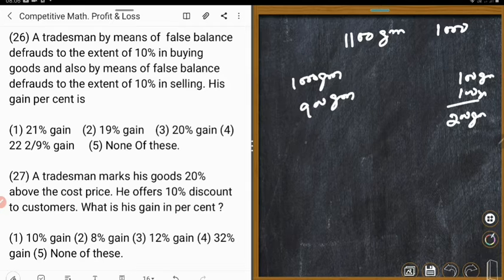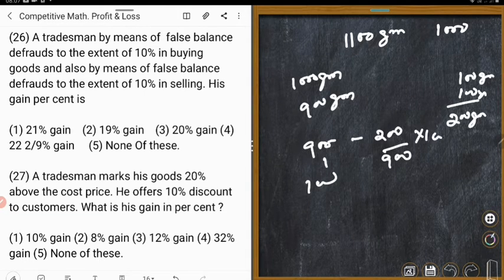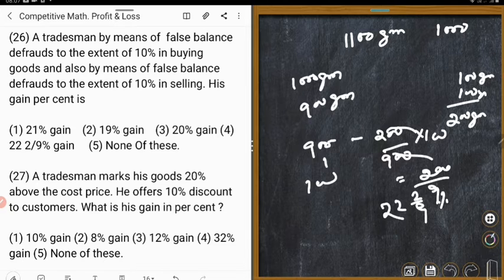Could you understand? In 900, in 900 he gains 200 gram. 200 upon 900 into 100 is equal to 200 upon 9. 200 upon 9 means 9 twos are 18, 9 twos are 18, 22 2/9%. Which is correct? Number 2 and number 4. Number 4 is correct. Yes.